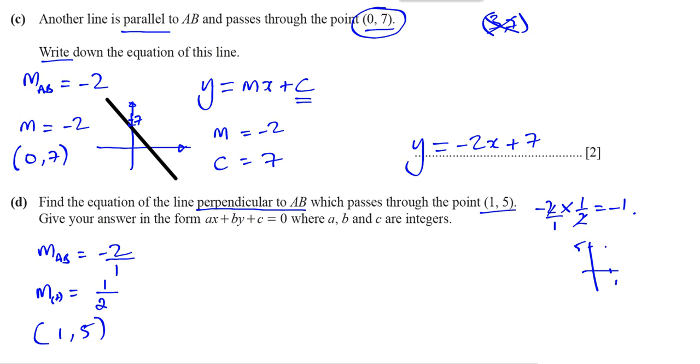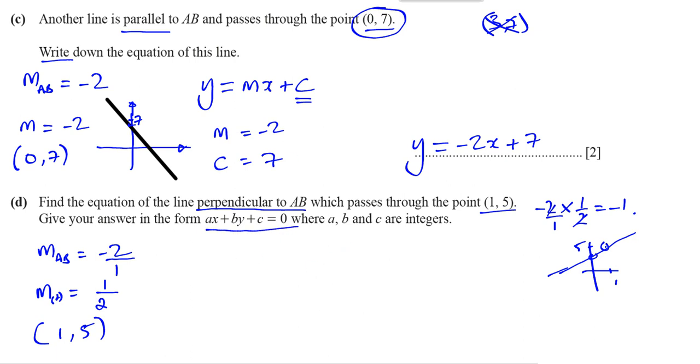So it's going to go somewhere through the y-axis under 5, we know that. But we're going to calculate exactly what it is. And they've told us to give the answer in this particular form. So I'm going to show you two different ways of doing this, from the two different ways that we learned about how to write down the equation of a straight line.